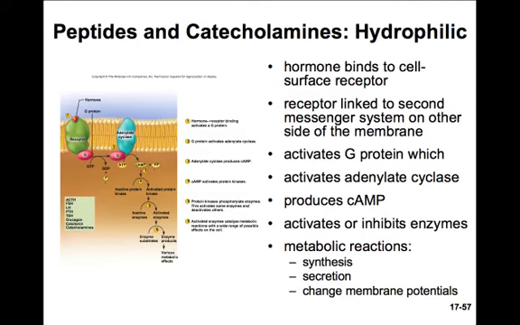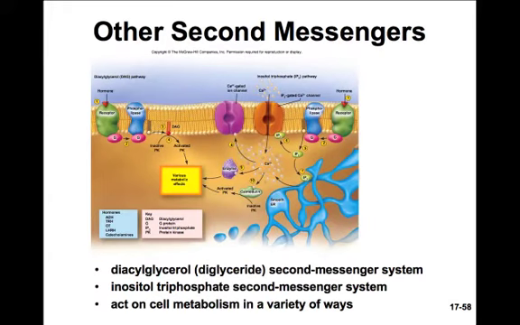But there are multiple other kinds of second messenger systems. There's ones that involve diacylglycerol or inositol triphosphate. They work in very similar ways. The hormone binds to the receptor and activates the G protein.